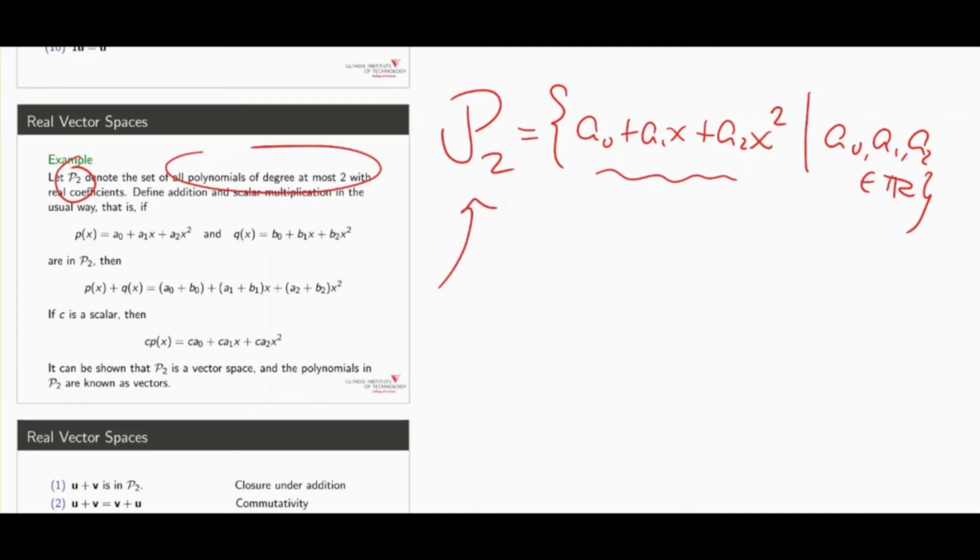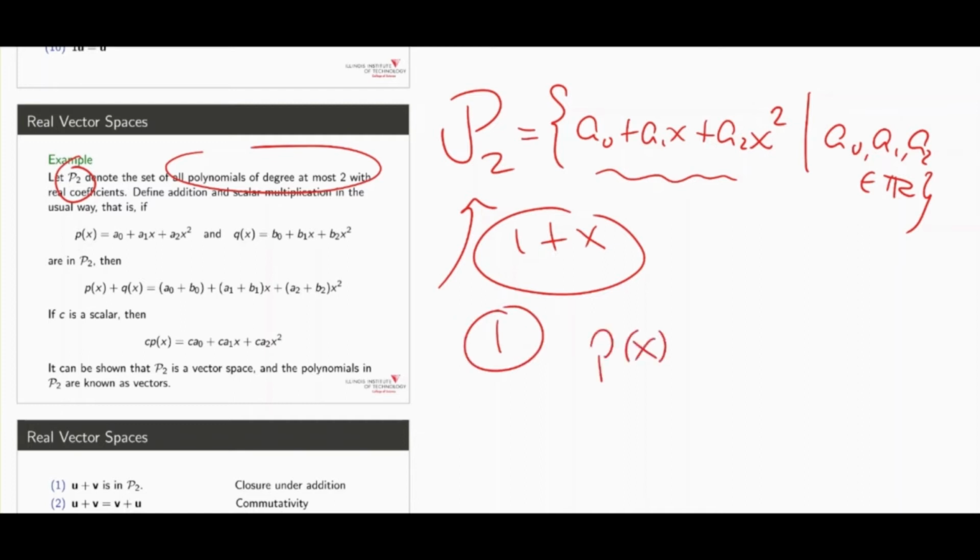So what is in P2? Things in P2 could be 1 plus x. This is in P2 because this is a polynomial of degree 1, the highest power here is 1, so this is a polynomial of degree at most 2. You can also have the polynomial p(x) equals 1. This is not a number, this is a polynomial p(x) equals 1. You can graph it. From calculus, this is what we call a constant value function.